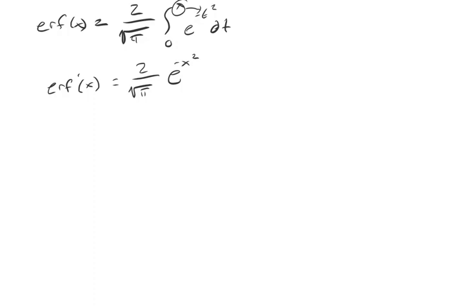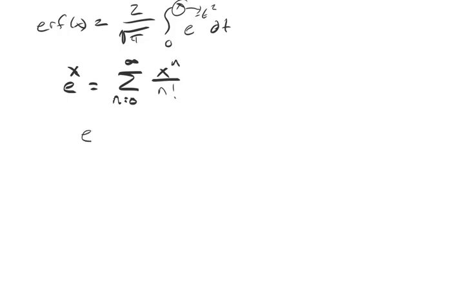Okay. And then we want to expand in the Maclaurin series and then integrate. So we're going to expand the integrand first. e to the x is the sum from n equals 0 to infinity of x to the n over n factorial. So if we just plug in minus x squared for that, we have e to the minus x squared is the sum from n equals 0 to infinity of (minus x squared) to the n over n factorial.